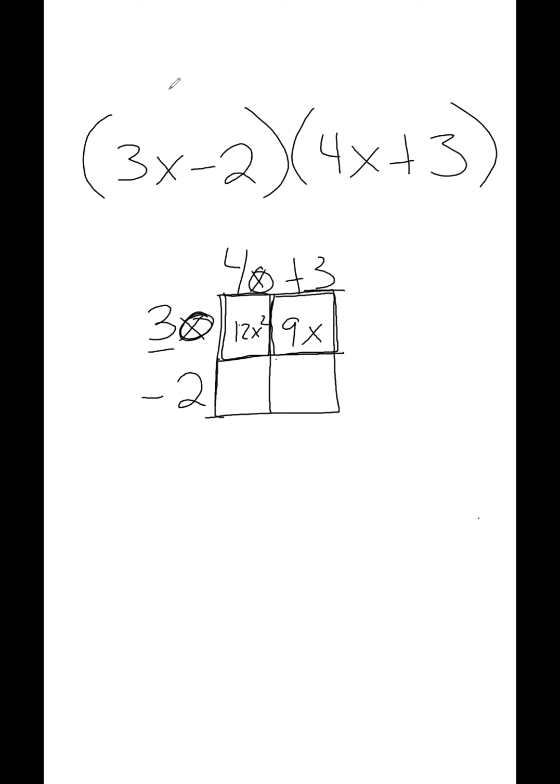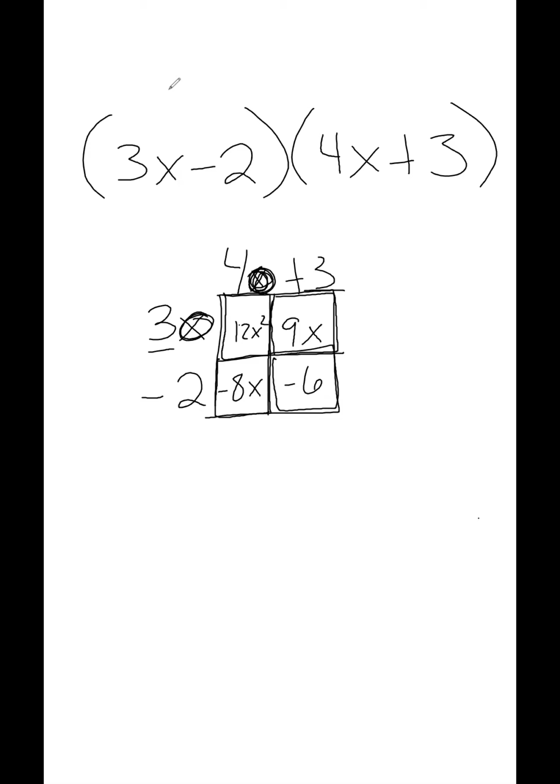Now I'm going down to this bottom square. 4 times negative 2 is negative 8. And I only have the x up here, so that's going to get that x. And then I go to the last square. Negative 2 times 3 is negative 6. And now my squares are filled.